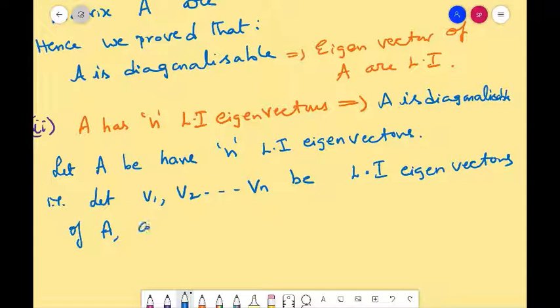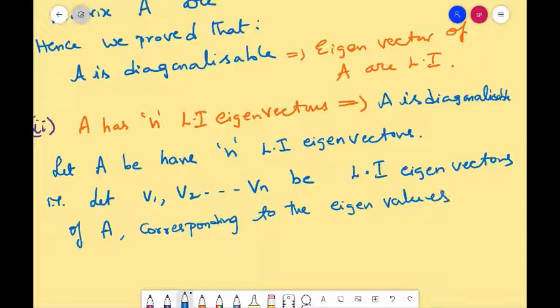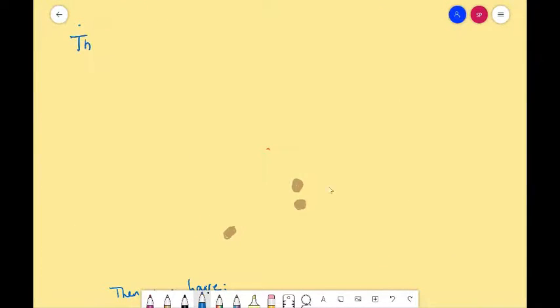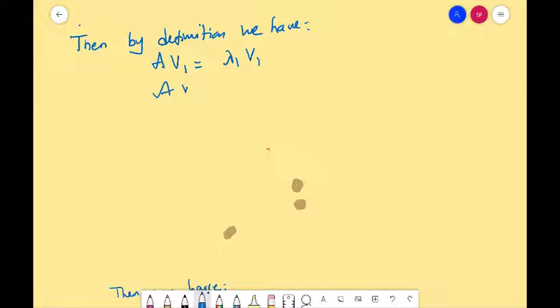If there are eigenvectors, there should be eigenvalues. So these eigenvectors correspond to the eigenvalues lambda 1, lambda 2 and so on, lambda n. N eigenvectors are there, so n eigenvalues are taken. Then by definition we have AV1 is equal to lambda 1 V1, AV2 is equal to lambda 2 V2 and so on, AVn is equal to lambda n Vn.